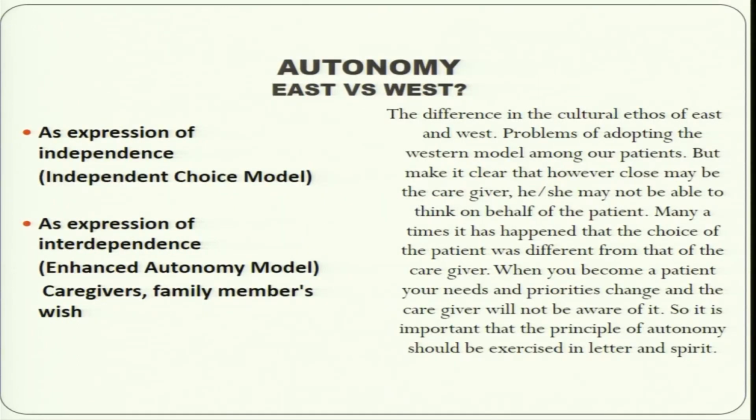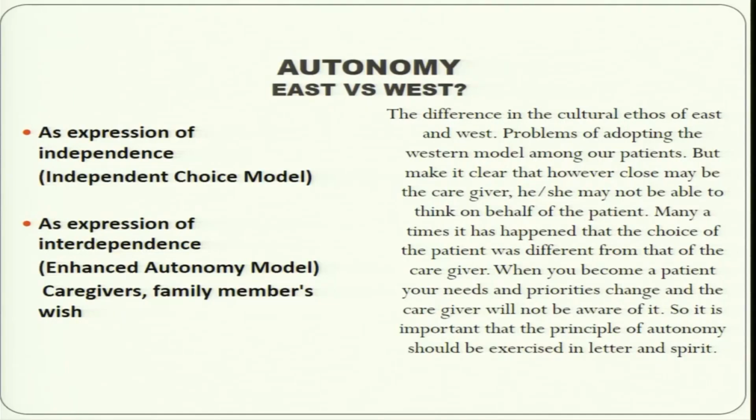So, what is the difference between autonomy in East versus West? In West, it is expression of independence, independent choice model, where a patient alone will decide the treatment or whatever he wants to undergo, take decision about his disease. But in our society, it is an expression of interdependence, where caregiver, family members are also involved. Patient will not take decision alone, he will have discussion with the family member and then it will be decided.